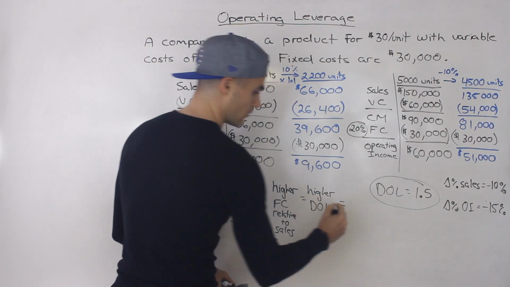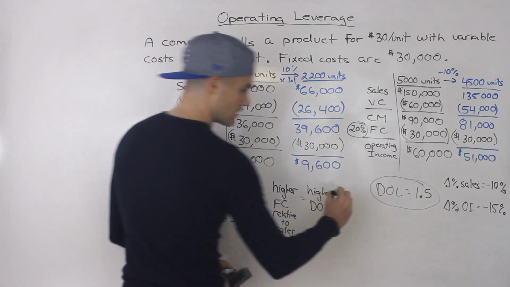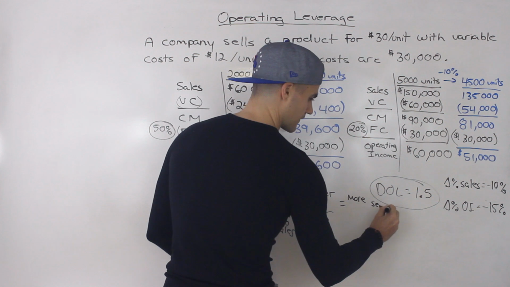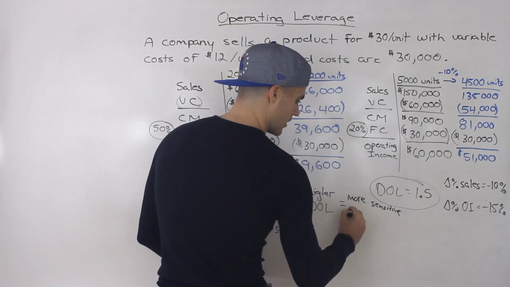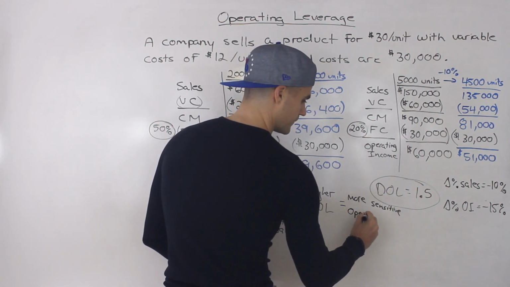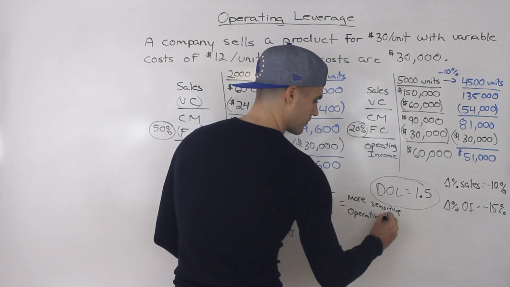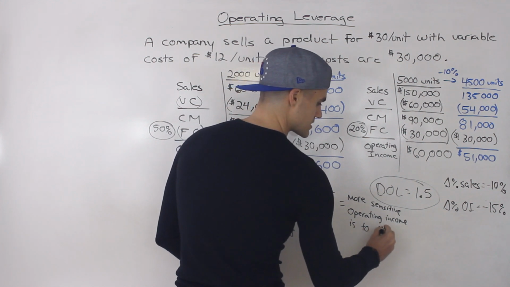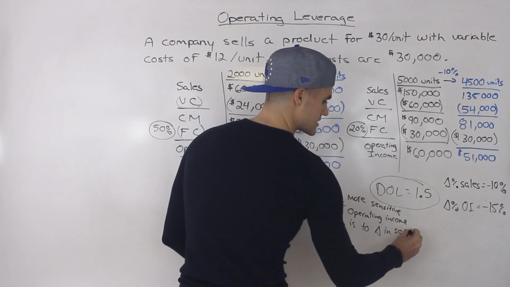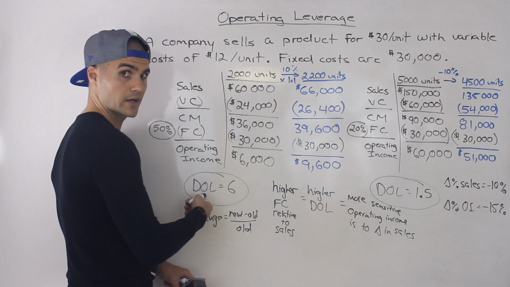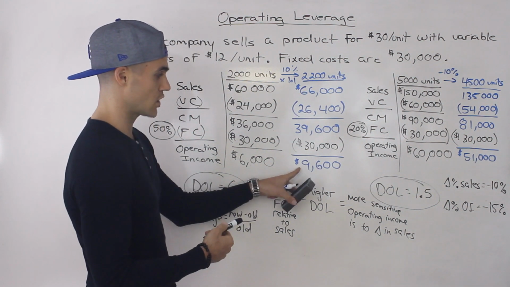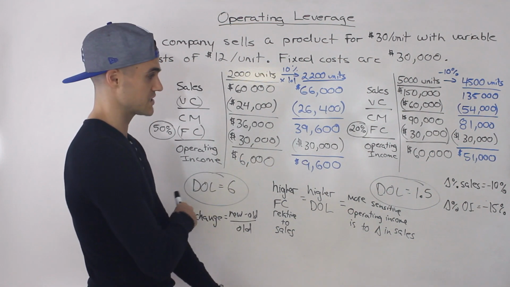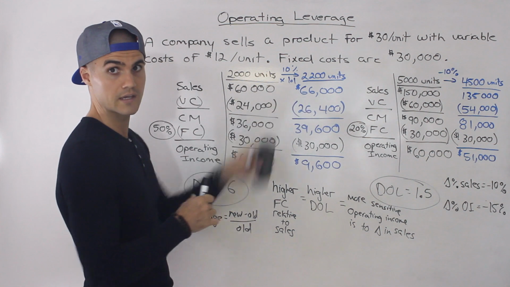And so the higher the degree of operating leverage, the more sensitive operating income is to changes in sales, right? A higher degree of operating leverage, the change in operating income is going to be more sensitive. It's going to change more as a percentage when the sales change.